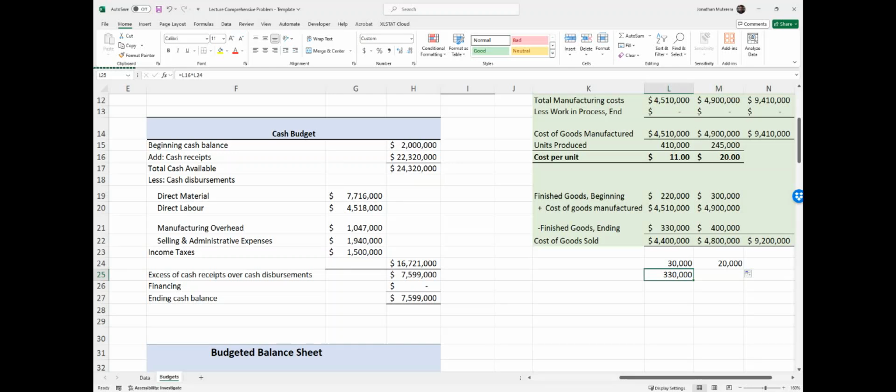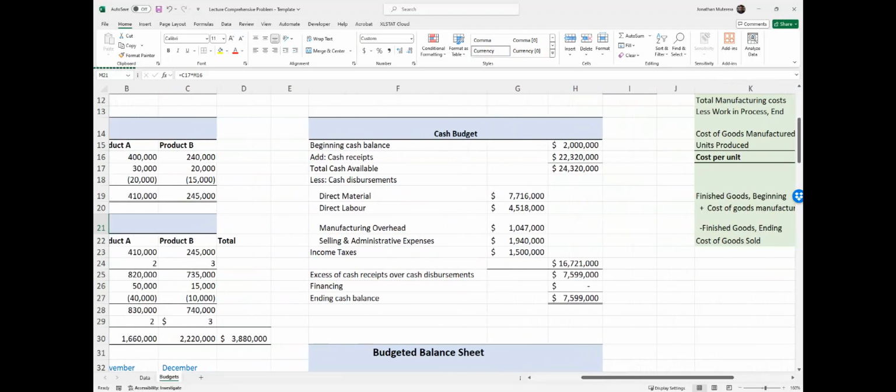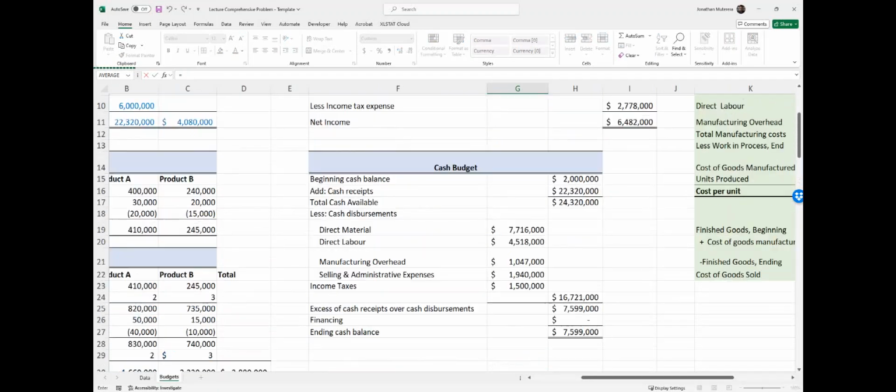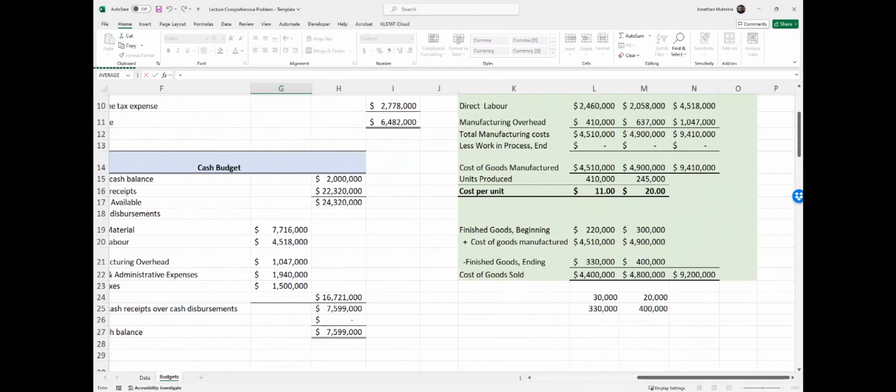So then if I take that finished goods times the cost per unit, it's 330. You see, that's the same 330 that I got here. And then 400. So that's the 400 I got here. So I'm just going to add those two together. That's your finished goods that you'll see on the balance sheet. Okay, so finished goods then. I will just go and grab my finished goods.